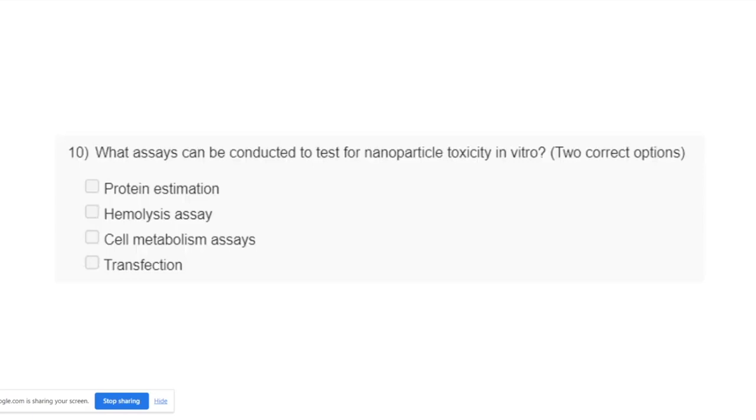Okay, we are at the last question now. Here is the 10th question. What assays can be conducted to test for nanoparticle toxicity in vitro? You have to select two correct options. Protein estimation, hemolysis assay, cell metabolism assays, transfection.